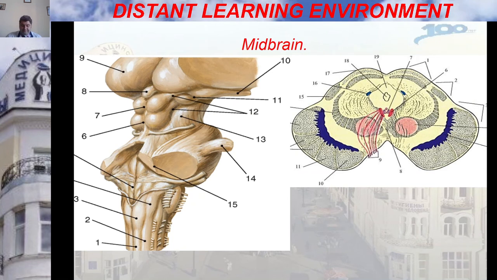So the oculomotor nerve is related to the parasympathetic system. You may see these accessory nuclei and unpaired nuclei which are related to the parasympathetic system.